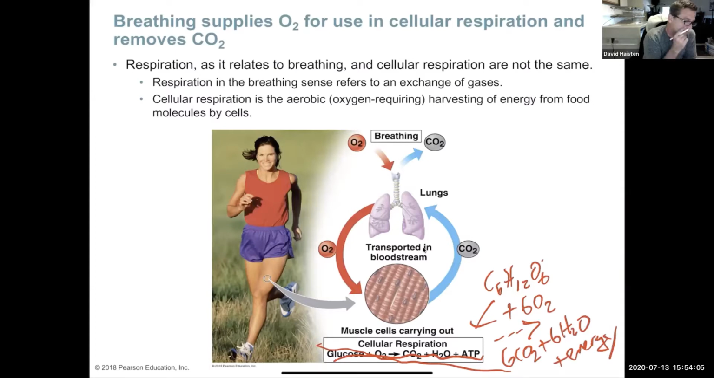Okay, so the respiratory system, really ventilation is what I prefer. Ventilating your lungs, moving air in and out. Ventilation. Moving air in and out of your lungs. So breathing, ventilation.